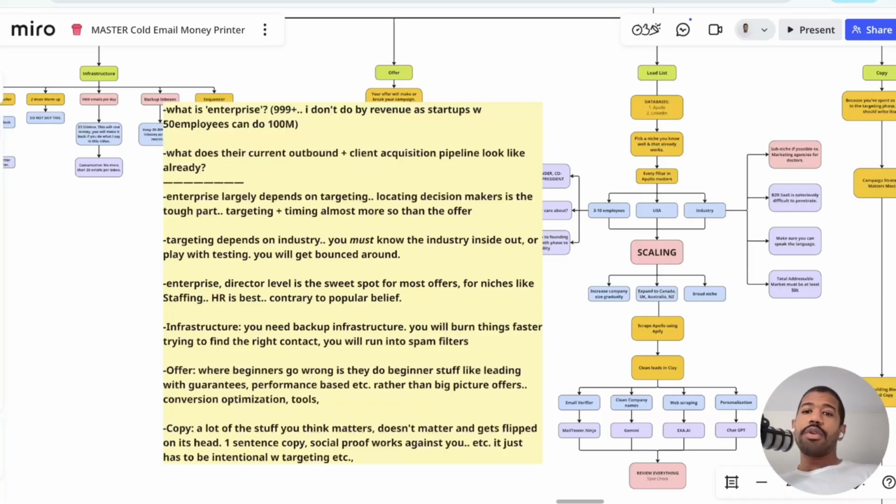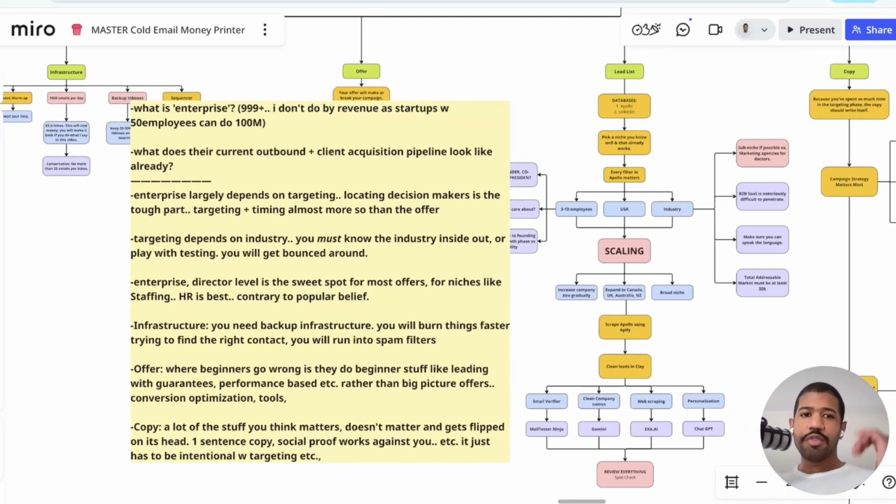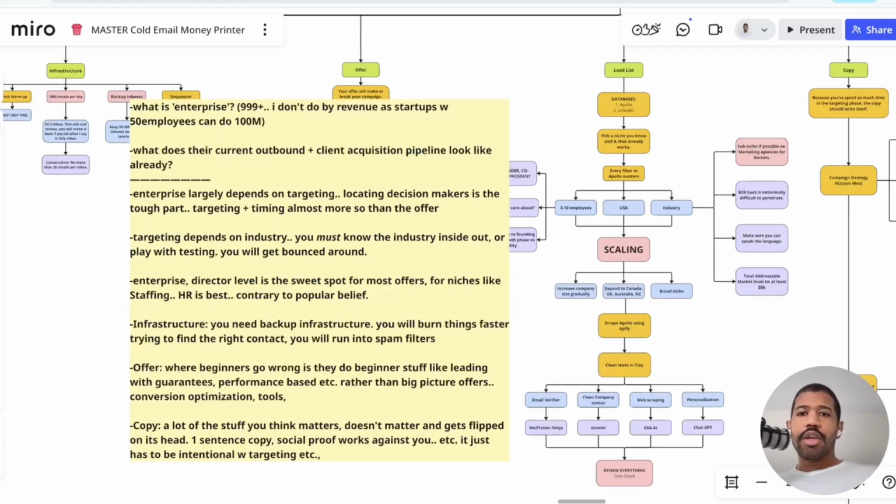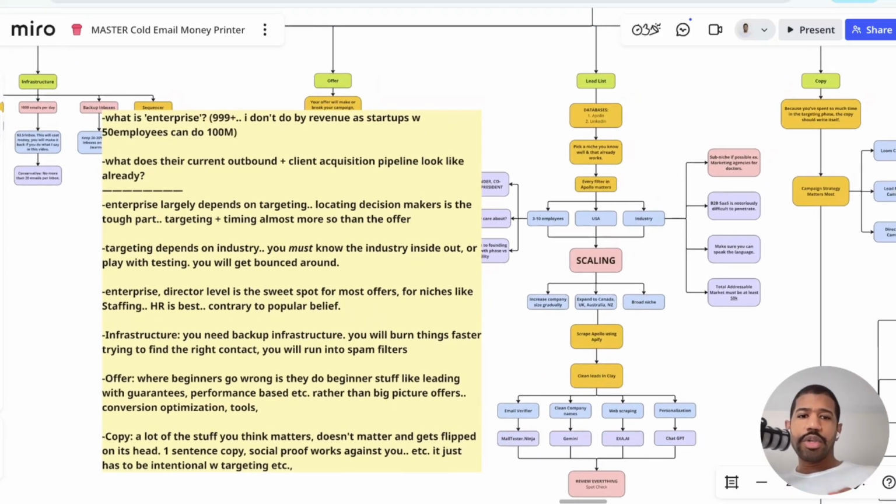Now, once we've established what an enterprise company is and what their current outbound plus current client acquisition pipeline looks like already, then the next thing I'm asking in this mental framework is, okay, so who exactly do we reach out to, right?